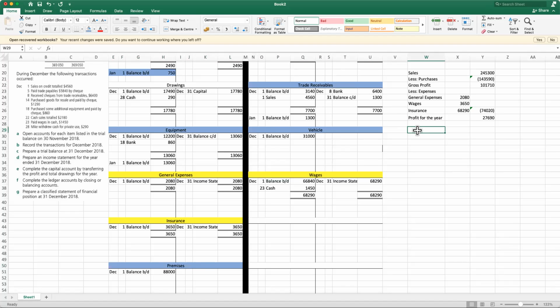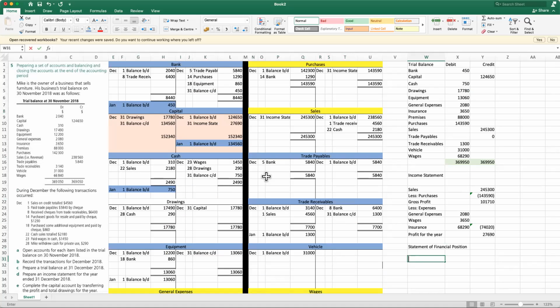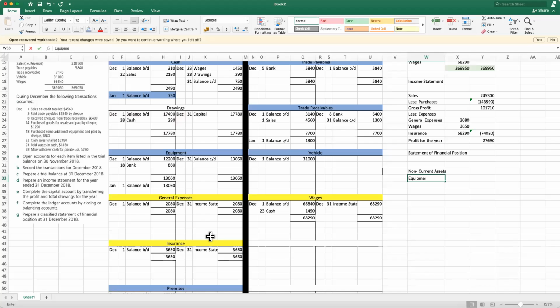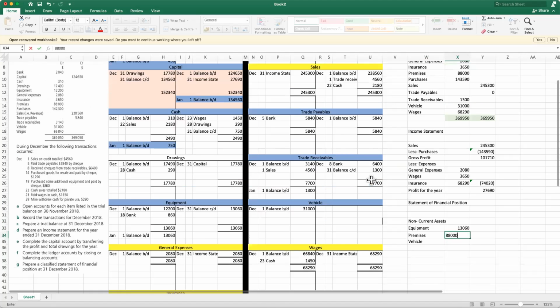So I need just to do my statement of financial position. All my assets, my liabilities and my capital will go inside. So, starting with non-current assets. What are my non-current assets? Equipment, vehicle, premises. Just write all the balances down. Equipment 13,020, premises 88,000, vehicle 31,000. So I'm just going to add all of this up together.